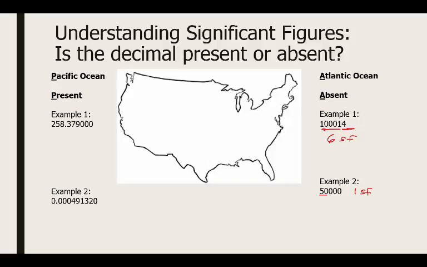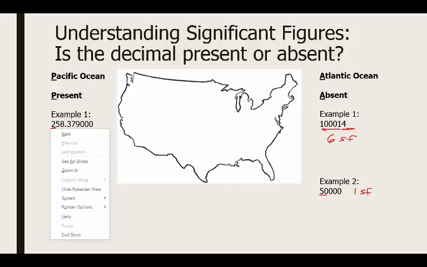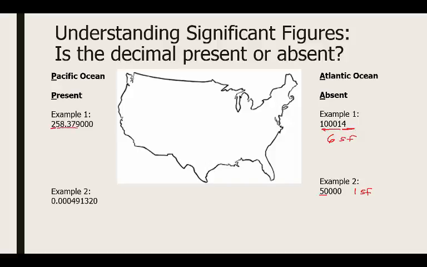Now let's look at a different set of numbers where there is a decimal present. If there's a decimal present, then we're going to look for our first non-zero number beginning on the far left-hand side, or where the Pacific Ocean is. So beginning from the far left, moving towards the right, or swimming to shore, our first non-zero number is the number 2. So 2 and every number that comes after it is significant.